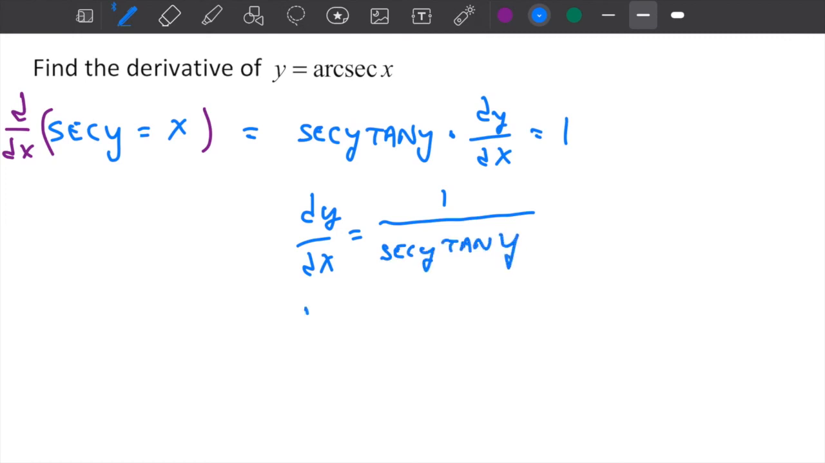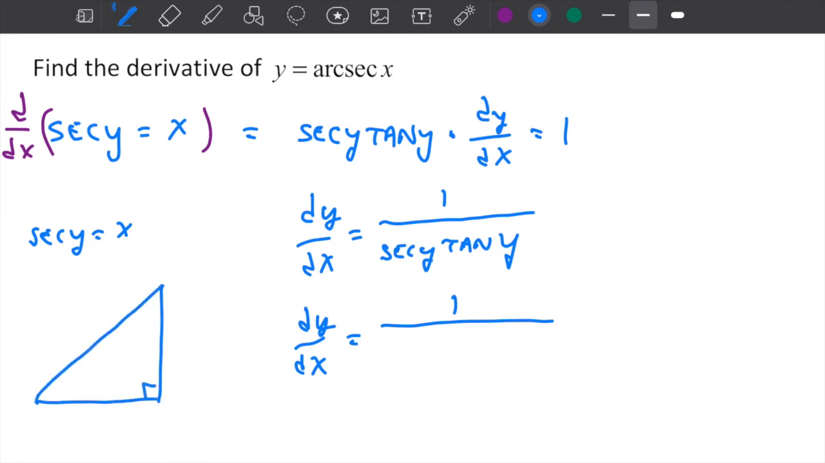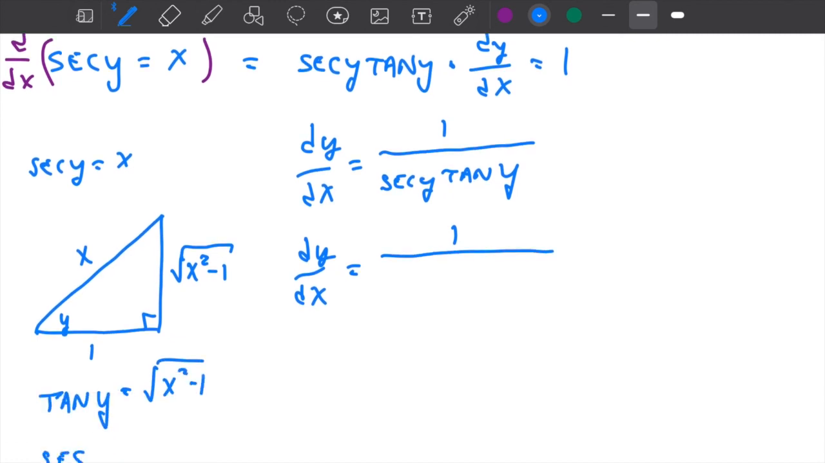Or, in other words, dy dx is equal to 1 over secant y tan y. Let's go back to our triangle. If we have secant y equals x, that's going to give us a right triangle. Secant is hypotenuse over adjacent, so the hypotenuse is x, adjacent is 1. The opposite side will be the square root of x squared minus 1. So the tangent of y is going to be square root x squared minus 1.